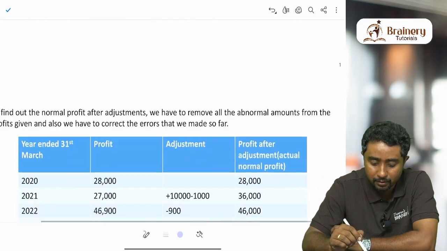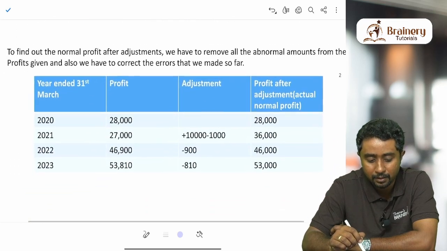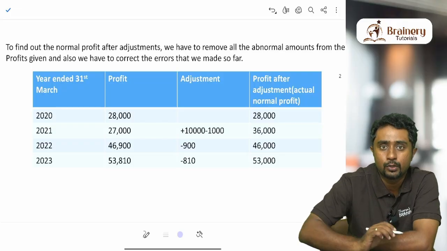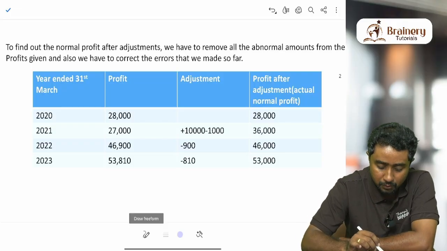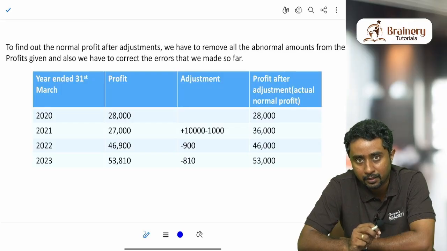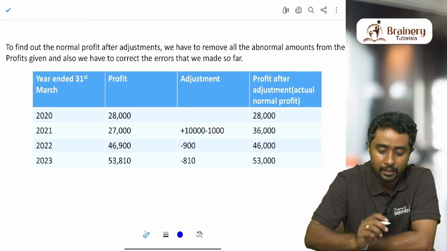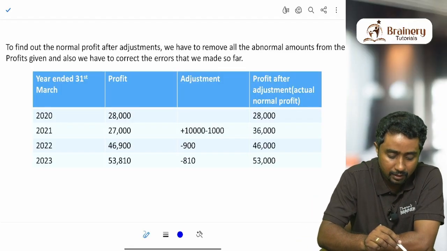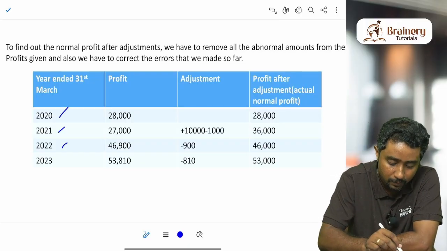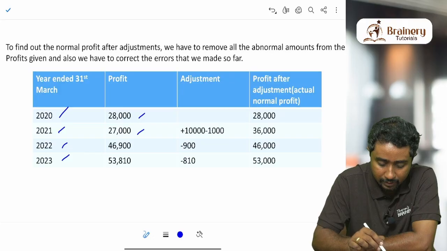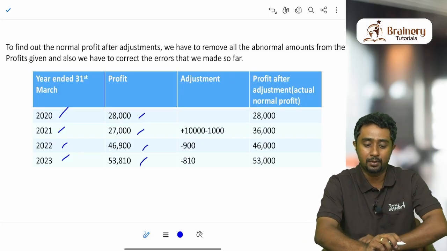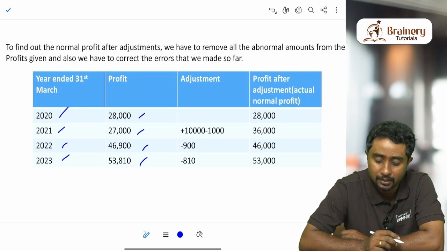Now I will take your attention to the table which we are using for calculating the normal profit, or the actual profit that we are supposed to use for the weighted average profit calculation, or goodwill calculation. As you can see here, I have mentioned the years ended 31st March 2020, 21, 22, 23, and the same profits that are given in the question are mentioned here: 28,000, 27,000, 46,900 and 53,810.